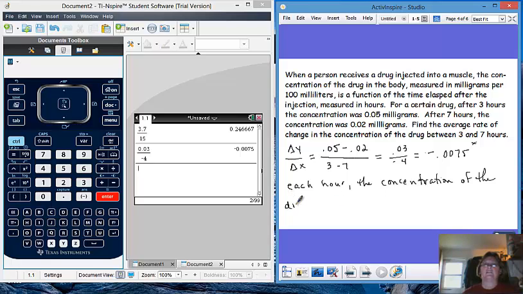All right, let's write that nice sentence. I like sentence answers for questions. Each hour, the concentration of the drug decreases by 0.0075 milligrams per milliliter. All right, very good. We found the average rate of change. Okay, let's go on and see what's coming next.